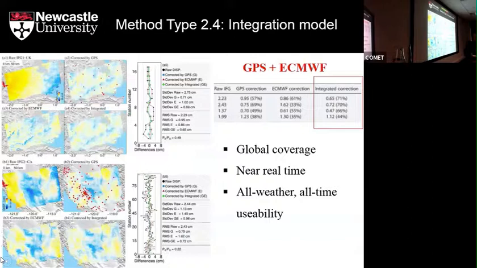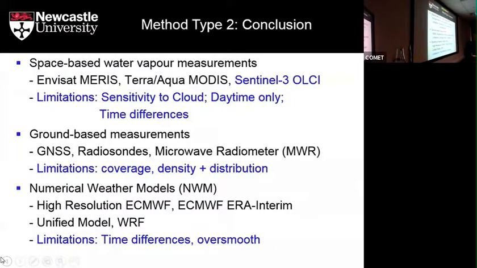And to conclude all these models, we can highlight the limitations of each model. For the space-based model, the limitations are sensitivity to cloud, daytime only, and also the time differences. For ground-based GPS, the only limitation is the coverage, so you may have very low density and distribution of the GPS network. And for weather models, you have a problem of time differences, and also an over-smoothing problem on your predicted atmospheric delay.